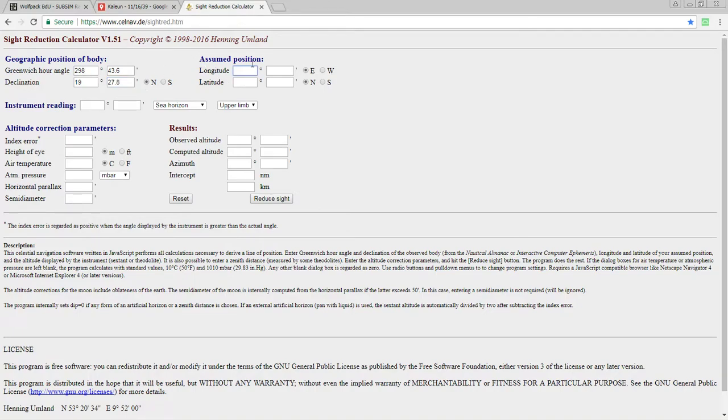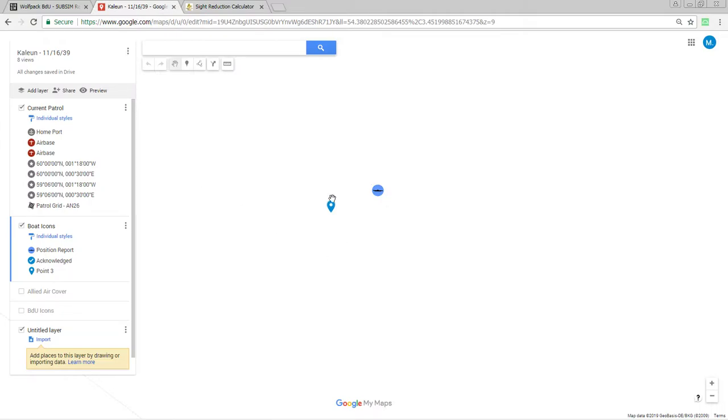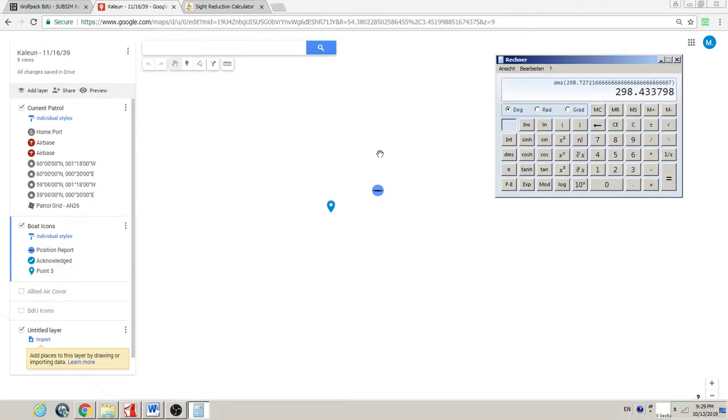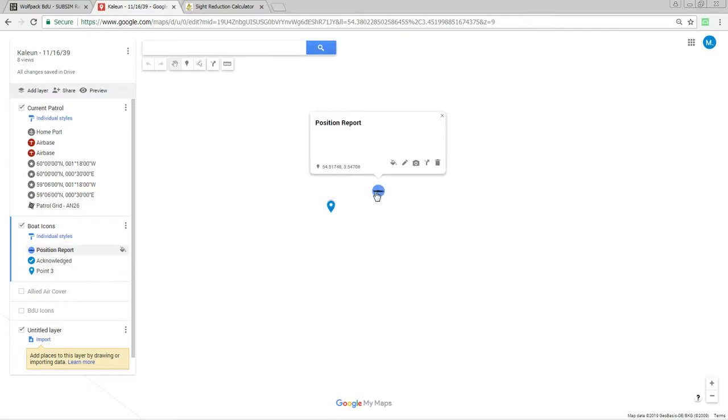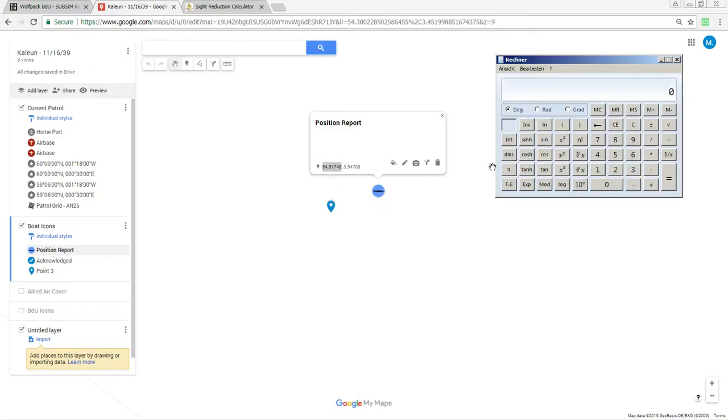Okay, now we enter our assumed position in. Well, we need to derive that. The easiest way to do that, since we're using Google Maps, is to simply click on our assumed position here. Then we highlight the latitude, copy, paste it into here, click DMS. That gives us the degree figure, 54 degrees, let's just say 31 minutes.